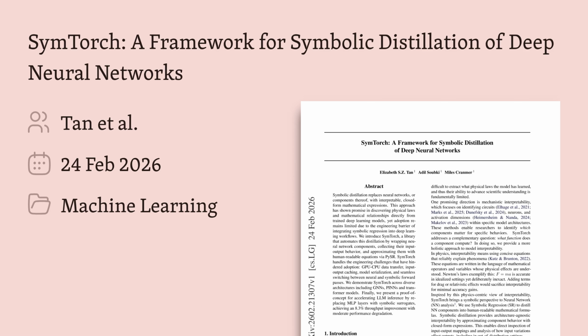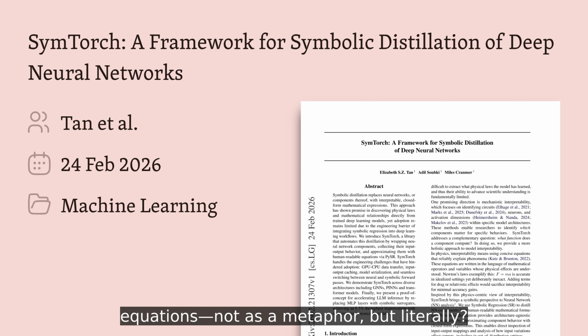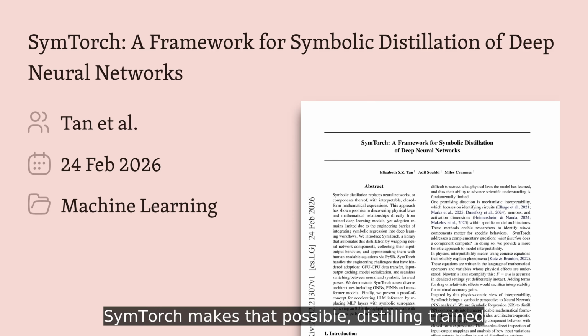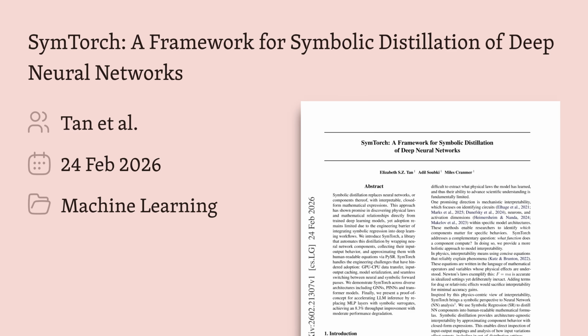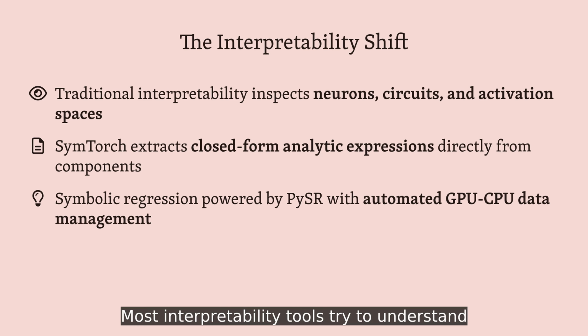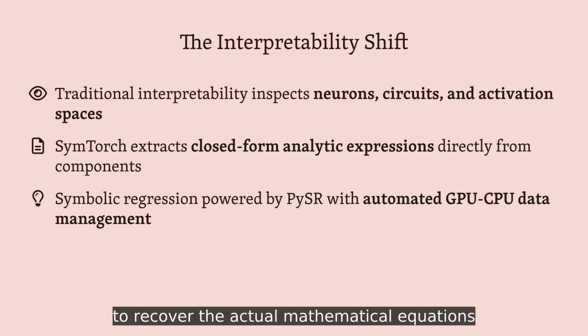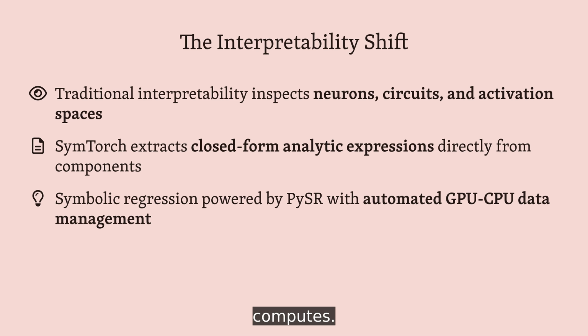What if you could ask a neural network to write down its equations, not as a metaphor, but literally? SymTorch makes that possible, distilling trained networks into explicit symbolic formulas that reveal exactly what they've learned. Most interpretability tools try to understand neural networks by looking at their internal structure. SymTorch takes a fundamentally different approach. It uses symbolic regression to recover the actual mathematical equations that approximate what each network component computes.